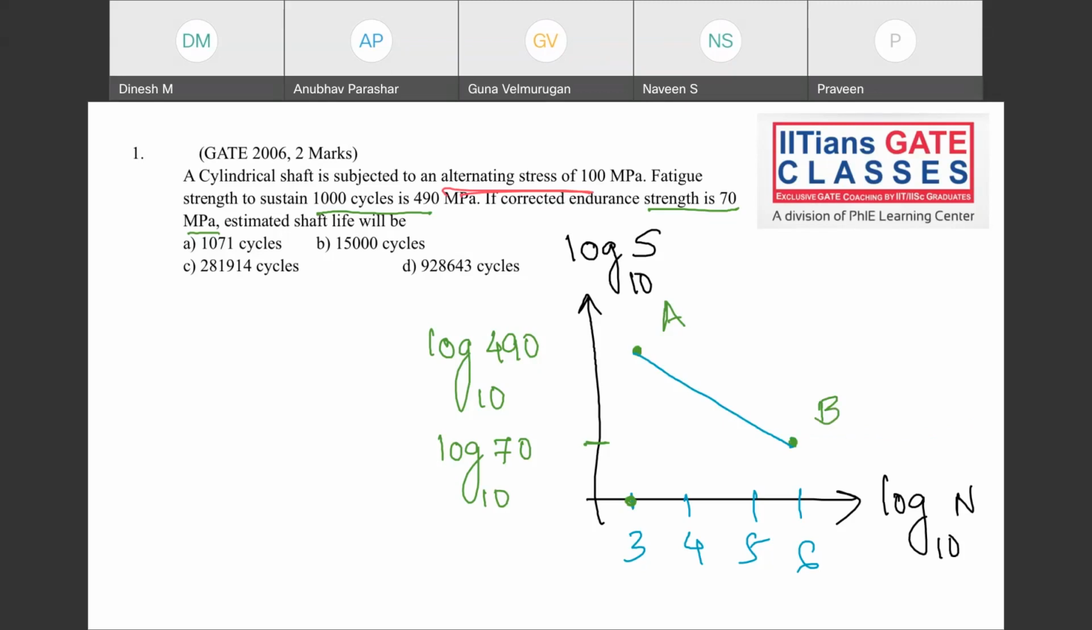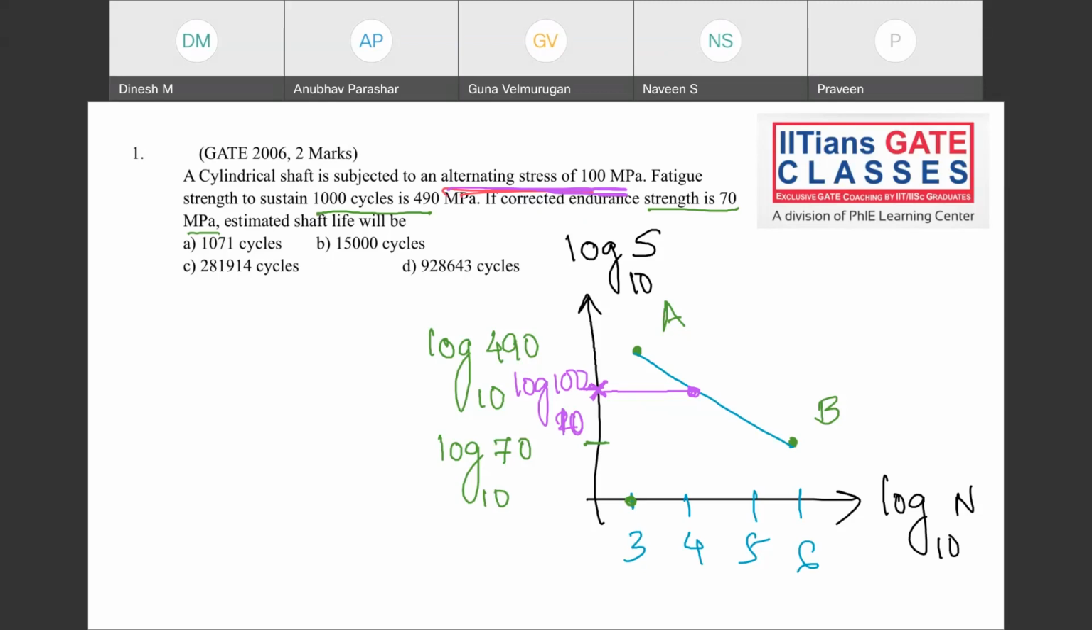Now what exactly are we required to find out? The material is subjected to an alternating stress of 100 megapascal, right? So we will try to find out log of 100 to the base 10. We'll plot this point. Log of 100 to the base 10 is equal to 2. Using a scale, we'll go to the line AB.